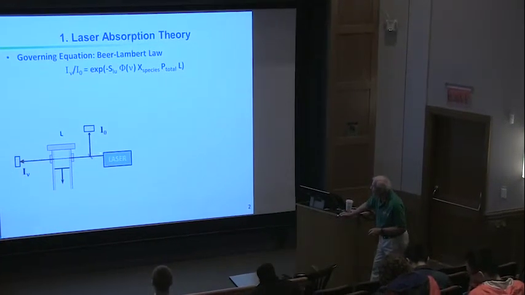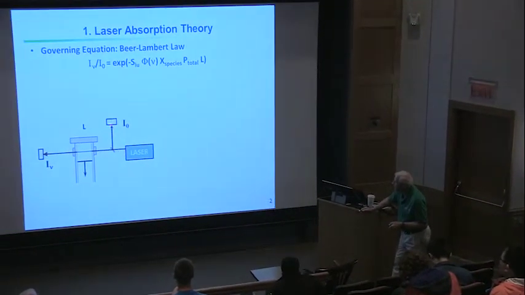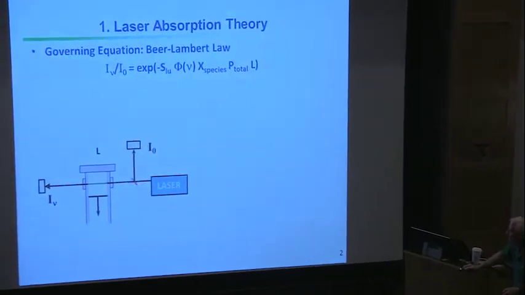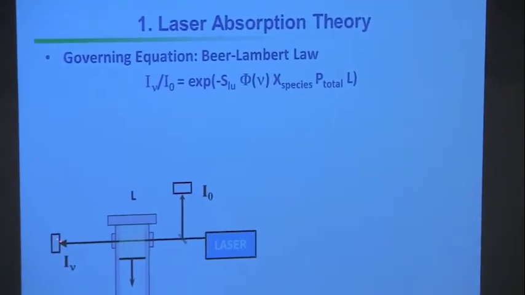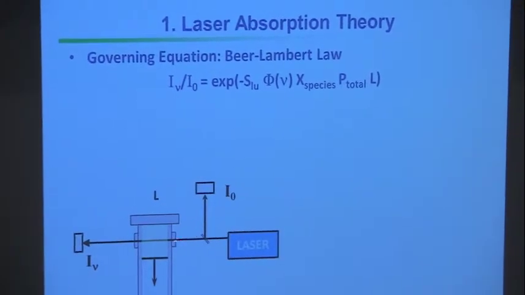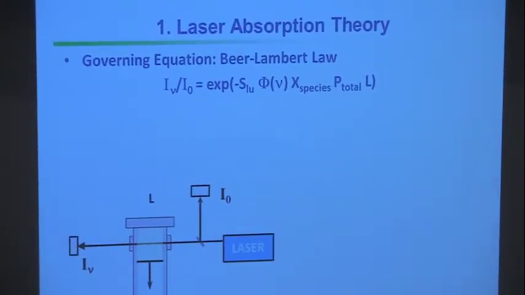So in principle, we have a laser. We usually split off a little bit of the beam to measure I0, because if there's any fluctuations here, we can null that out with our transmitted beam. There will be some losses across these windows, but they're fixed during the experiment, so we can take that out too.